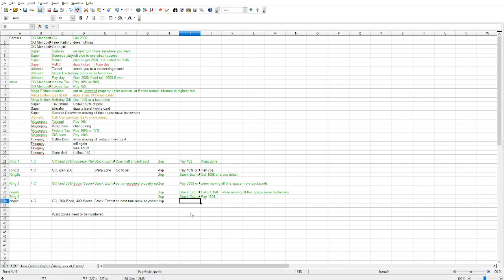I need a special space for ring 4. Oh, wait, no. I need a corner space for ring 4C and a special space for ring 4C. Yeah, you know what? This amuses me. Oh, I used this one already. Fine. I'll do a different number.